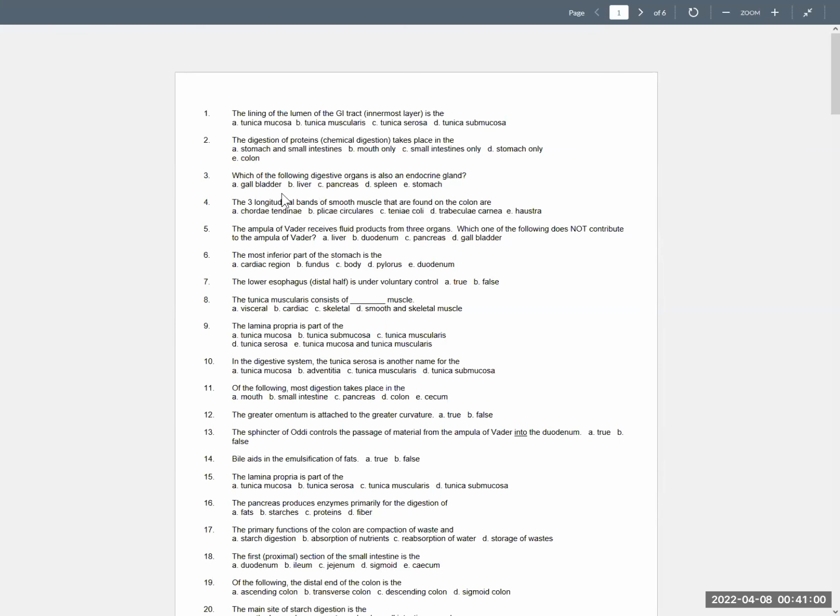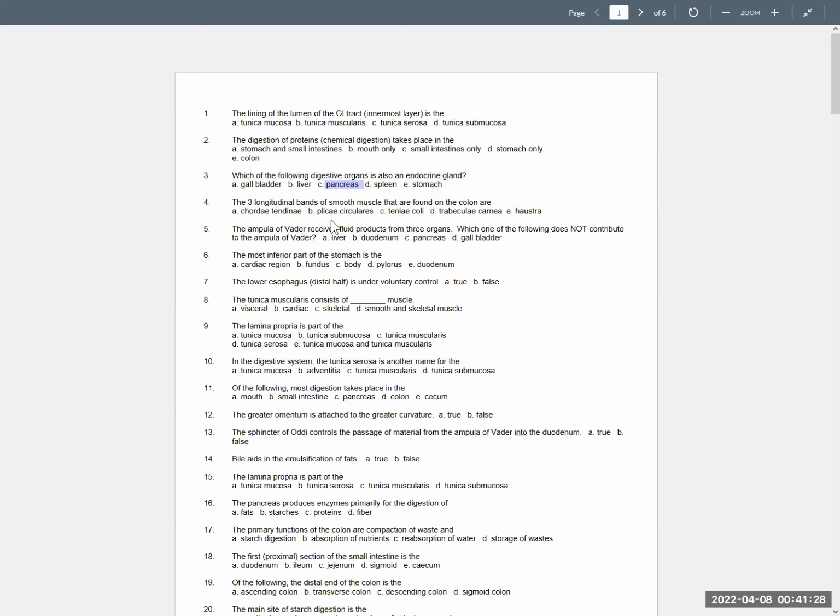Number 3, which of the following digestive organs is also an endocrine gland? Okay. Well, we're looking through this, and which one is it? The pancreas. Yes, it's the pancreas. Okay. The pancreas is an accessory organ to the digestive system.